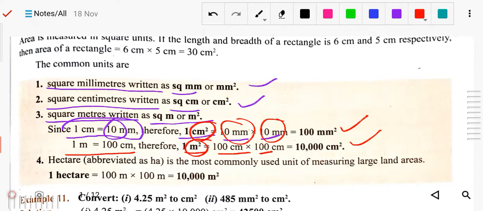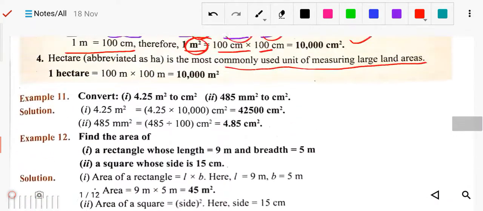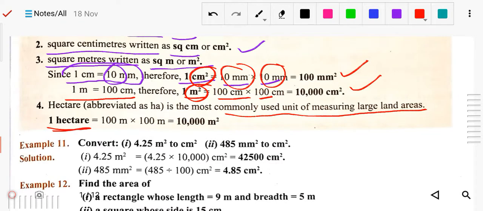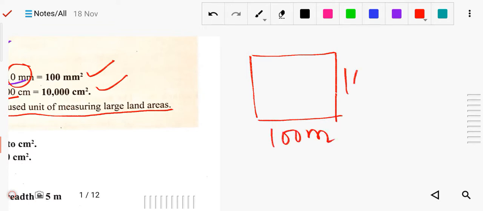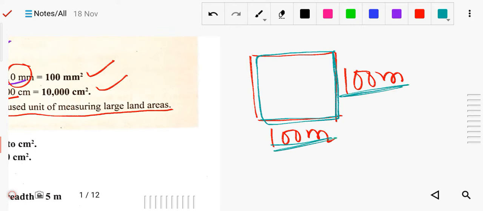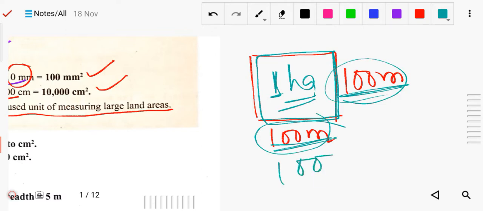Now hectare is the most commonly used unit for measuring large land areas. To measure area, hectare is the bigger unit. The bigger unit of area is the hectare. If you take a hectare, this side is 100 meter, and the other side is also 100 meter. If the land is of 100 meter length and 100 meter breadth, then you can say 1 hectare, means 100 into 100. So this is your 10,000.